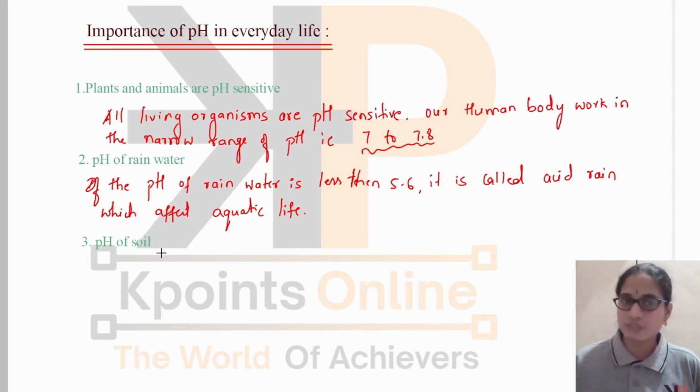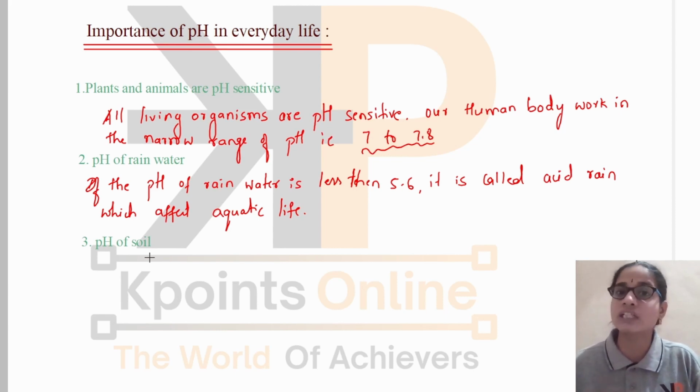Then what about the pH of soil? We should know that our soil has a particular pH value, and the crops need a particular pH value to be maintained. Different crops require different pH of the soil. Some crops require one particular range of pH, some other crops require another range. So the pH of soil needs to be maintained, and the dissolving of minerals or nutrients in the soil also depends on the pH value. And one more thing, the good microorganisms required for the healthy growth of plants also depend on the pH of the soil.